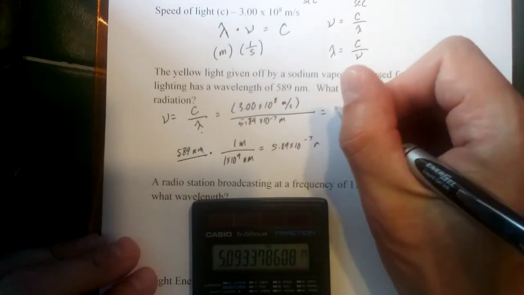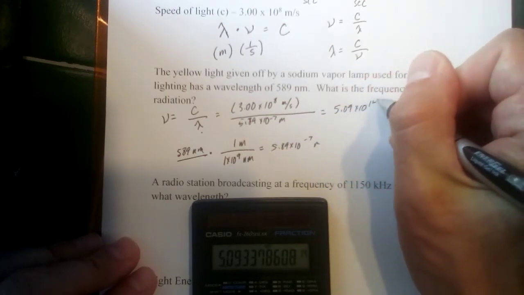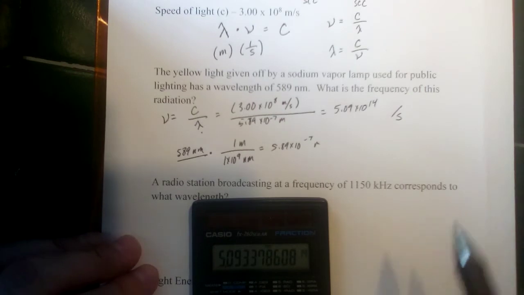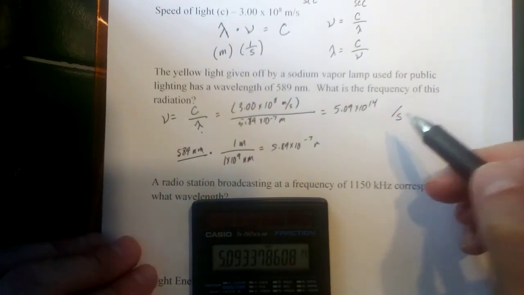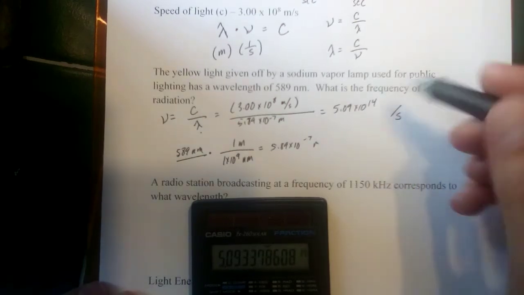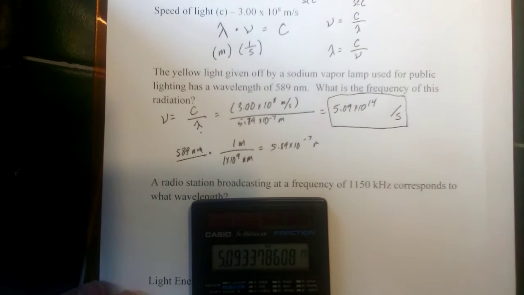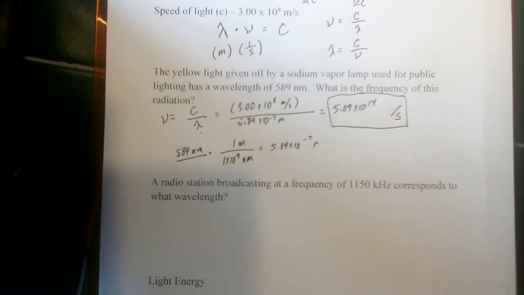What I got when I punched this in was 5.09 times 10 to the 14th power, and the units are per second. You can rewrite that as hertz. I'm not a big fan of hertz because canceling out the seconds is often important. So that would be the frequency of this particular light.